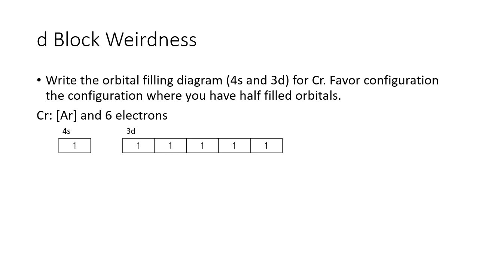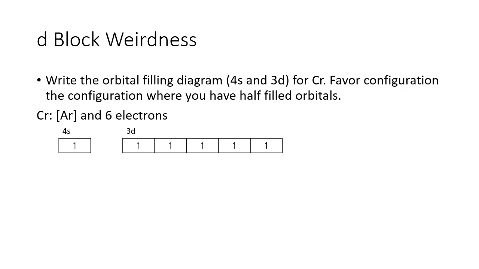So if we do chromium, we know that we have 6 electrons after the argon. I get that just from counting. And if I favor half-filled orbitals, then I put 1 in the 4s and 5 in the 3d. I have 4s1, 3d5. And that is weird. That's not what we expect, but that is the most stable configuration.